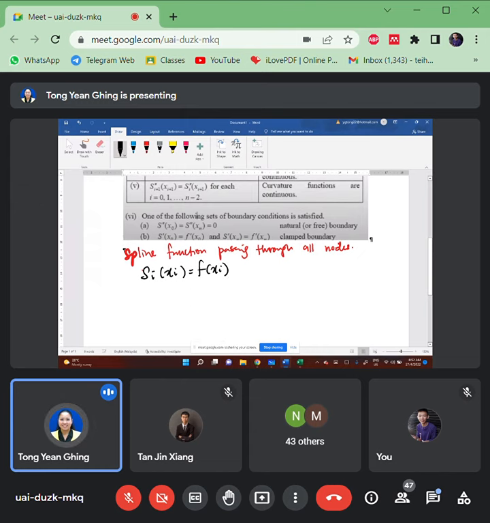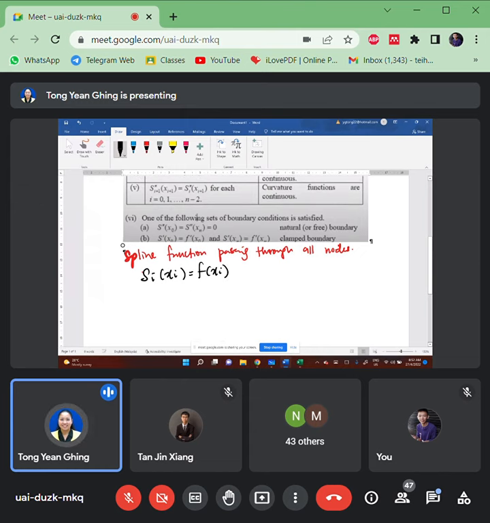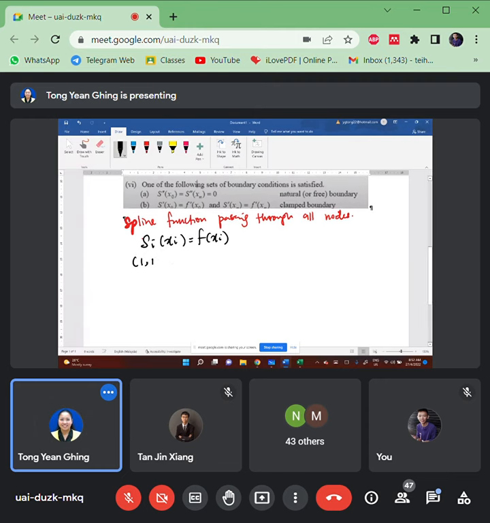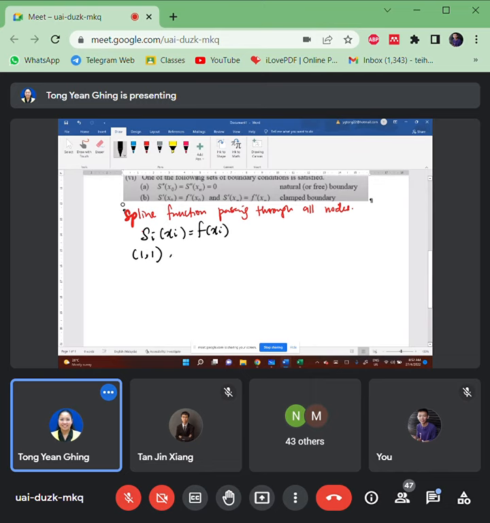Okay, I remember just now the questions we have got. We got the data points 1, 1. Okay, and then we have 2, 1. Now we have 3, 0. So this one is based on S0. This one is based on S1.